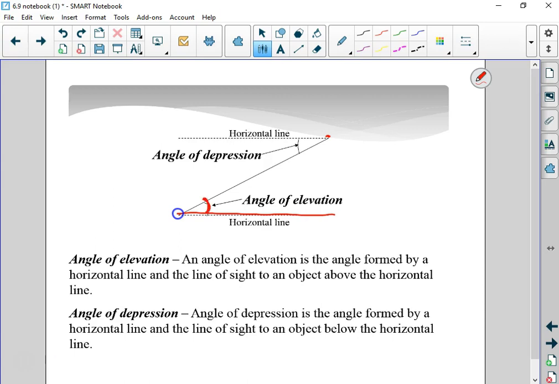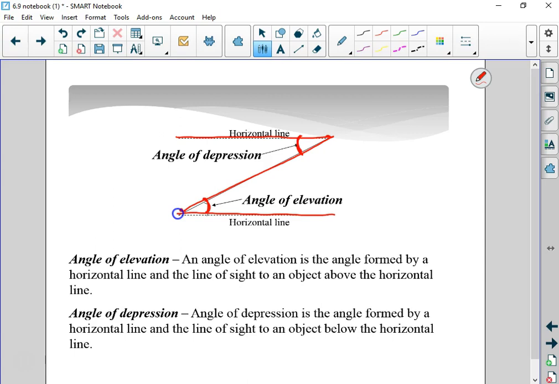Okay? The angle of depression, if you think about depress, if you think about, oh man, I'm so depressed, I'm feeling kind of down. So with the angle of depression, you're looking down at something. Here's your horizontal line, and you're looking down at an object on the ground, or if you're in the sky, you're looking at the top of a building or whatnot. And the angle is right here.